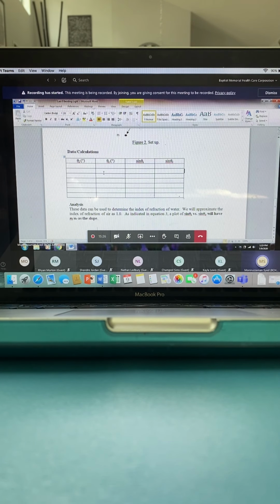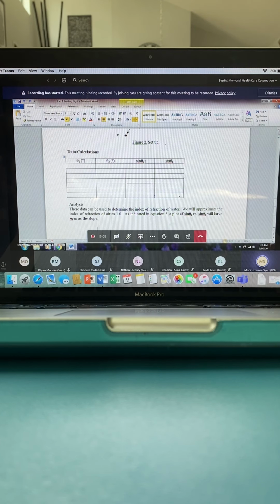When you need to collect theta 1, you also need to collect theta r, or theta 2, same thing. If you replace this one with theta 1, as I mentioned earlier, it should be fine. So this is theta 1, and this is theta 2. Theta 2 means the angle of refraction.